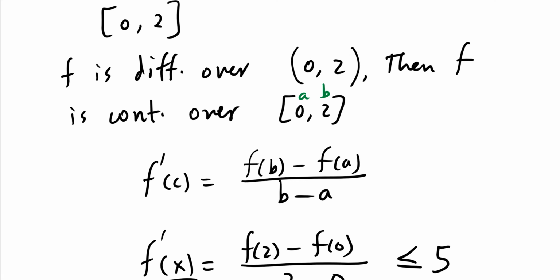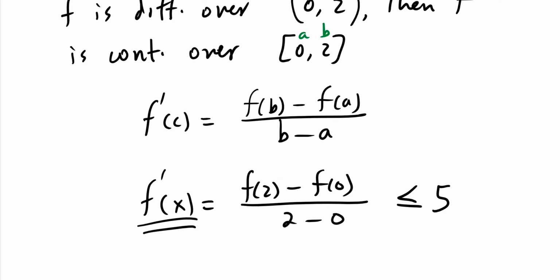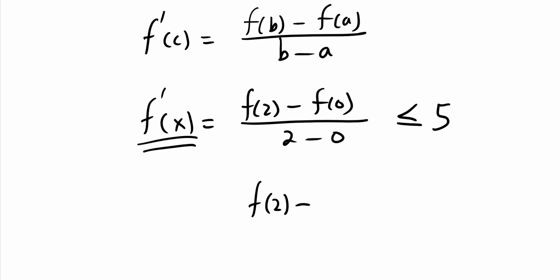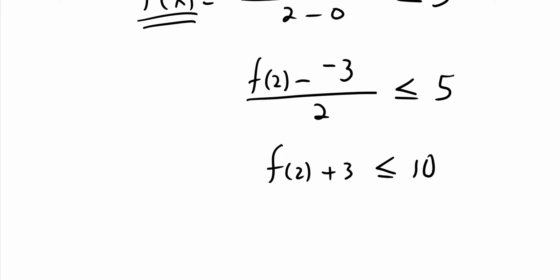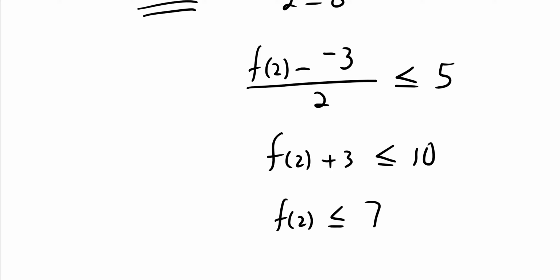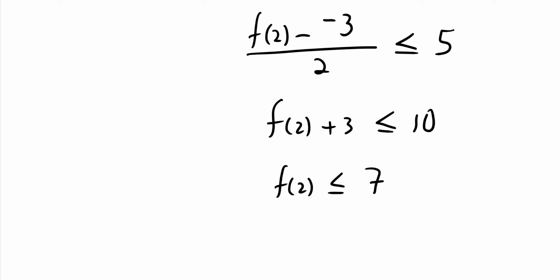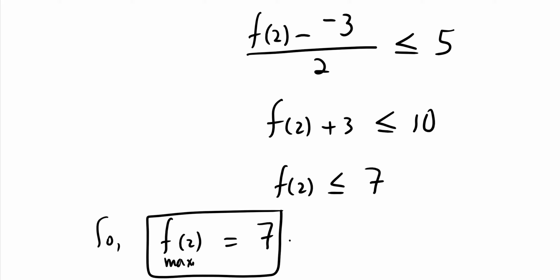Did they give us more information? Oh, they gave me f of 0 is negative 3, so let me substitute that in. f of 0 is negative 3, and 2 minus 0 is 2, less than or equal to 5. Then on the top we get f of 2 plus 3. Multiply both sides by 2 and we get 10. Then subtracting 3 on both sides gives me 7. So this is saying the value of the function at 2 can be at most 7. So the maximum value of f of 2 is 7. That's an indirect way of using the mean value theorem.